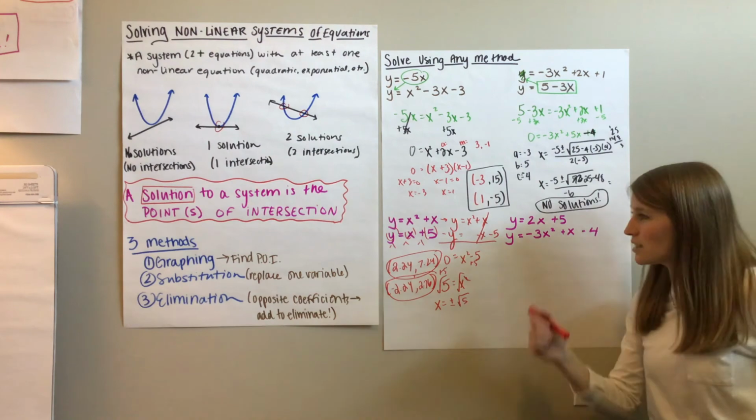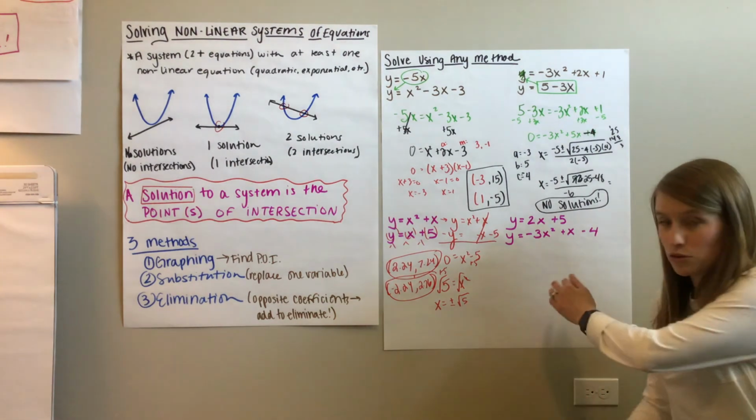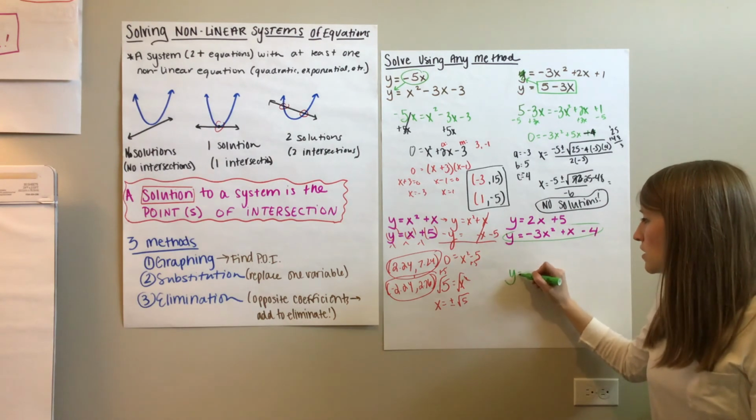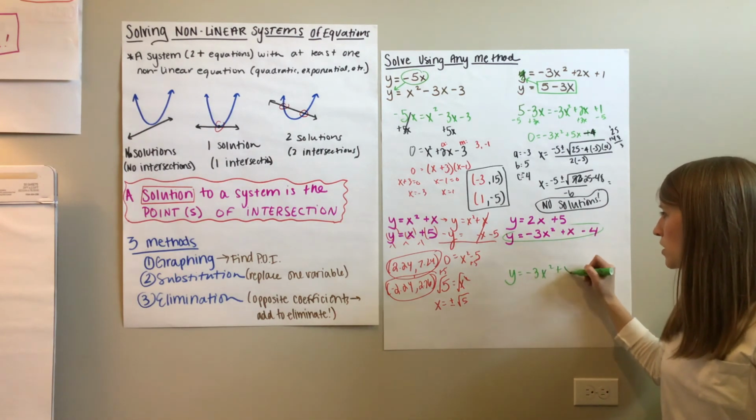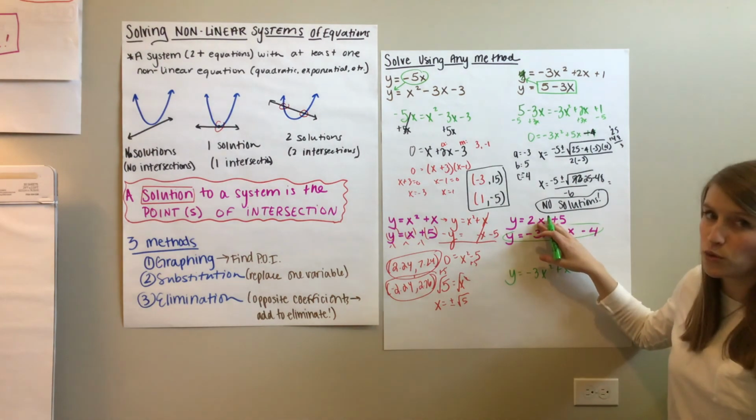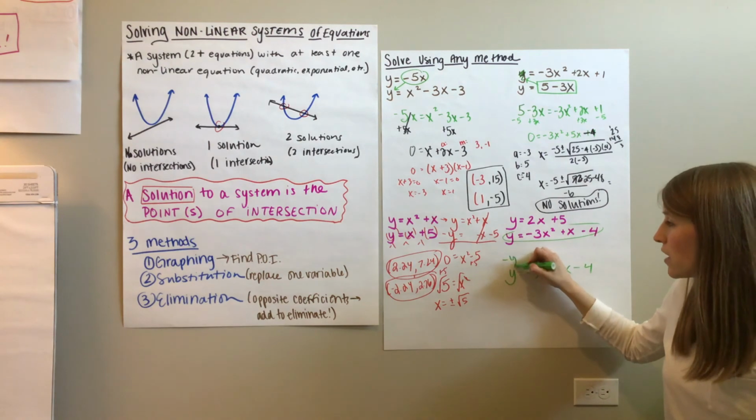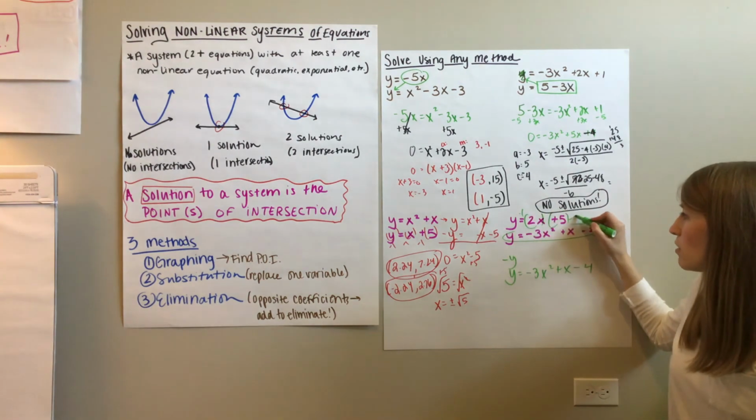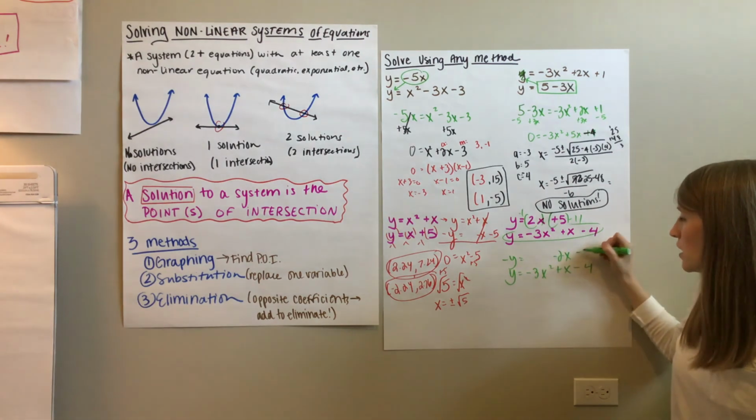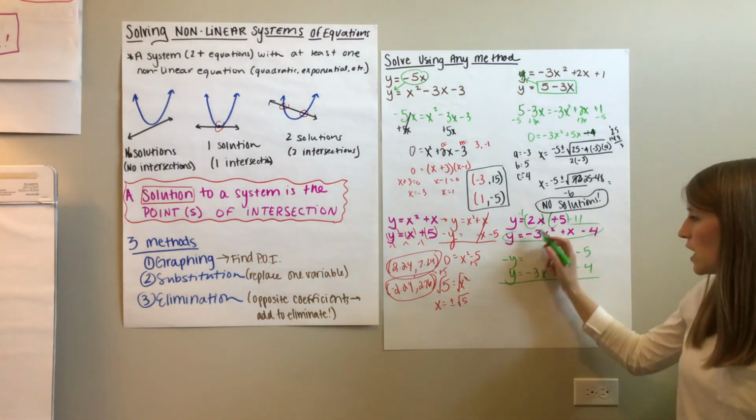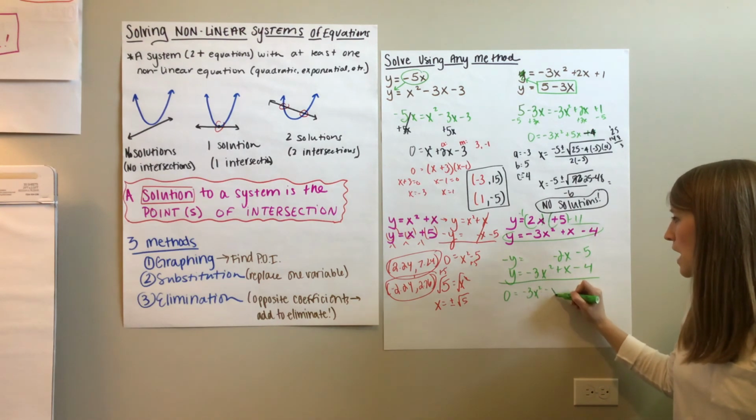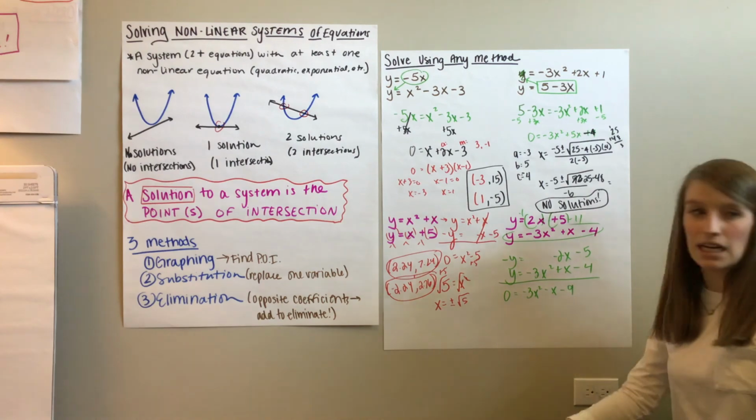Let's try one last elimination one. I ran out of room, so I'm going to write it underneath. I'm going to keep this bottom equation, y equals negative 3x squared plus x minus 4, just because it's longer. In order for it to eliminate, the top equation would have to be negative y, so I'm multiplying all of those by negative 1. So that's negative 2x and negative 5. If you add those together, you get 0 equals 3x squared minus x minus 9.